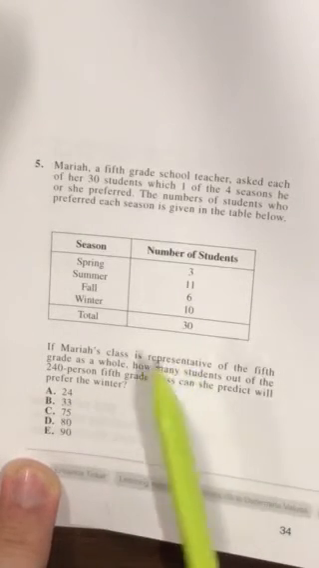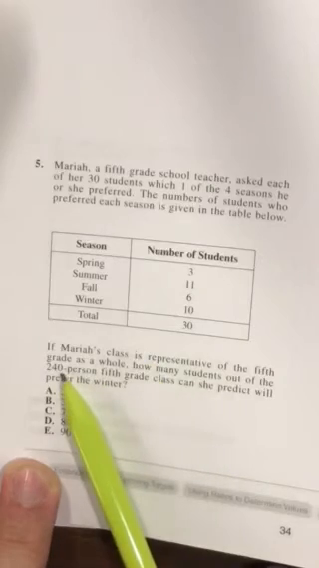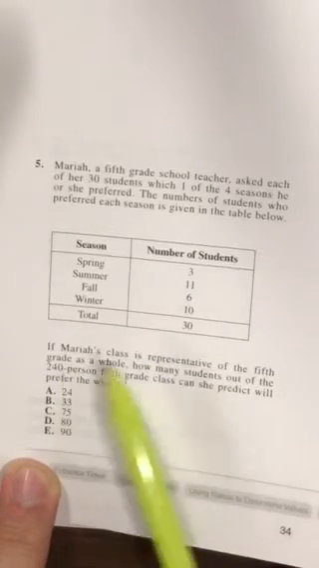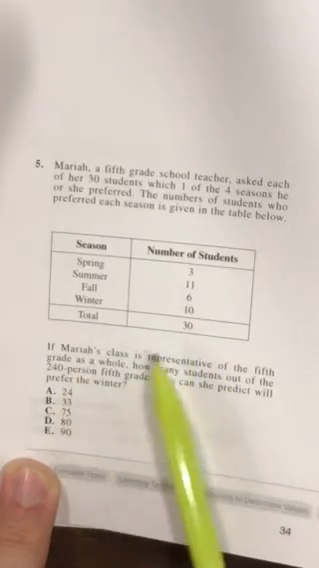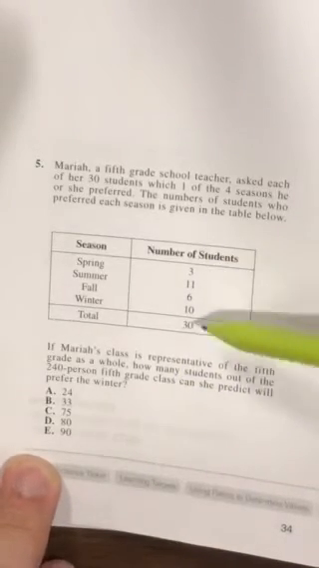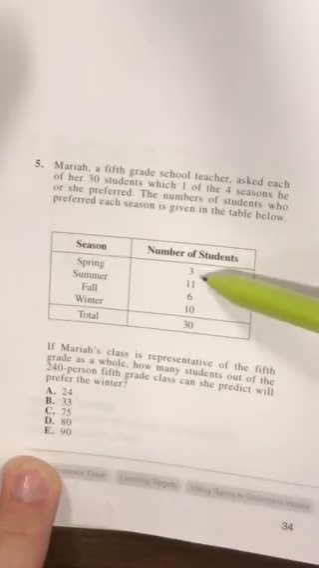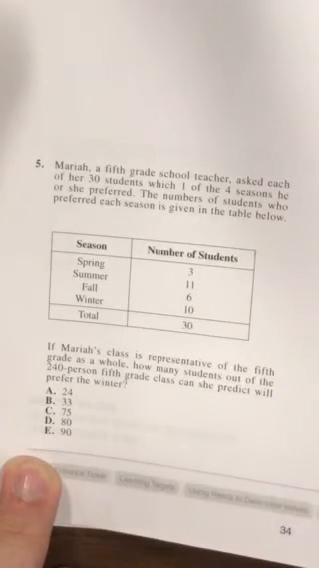Well, if I look here and realize that 30 can go into 240 8 times, that means that if this is a representation of the whole, then I can multiply all of these by 8. And so how many of them will prefer winter? Kind of let you ease into that one.